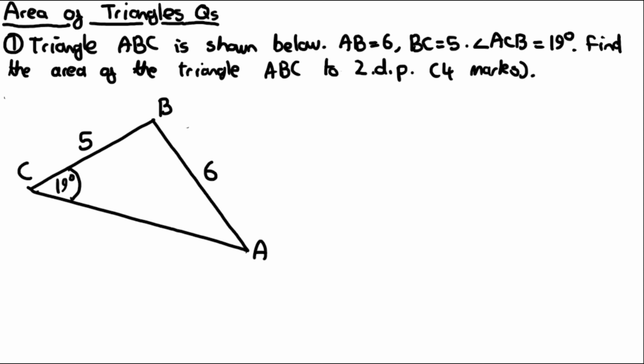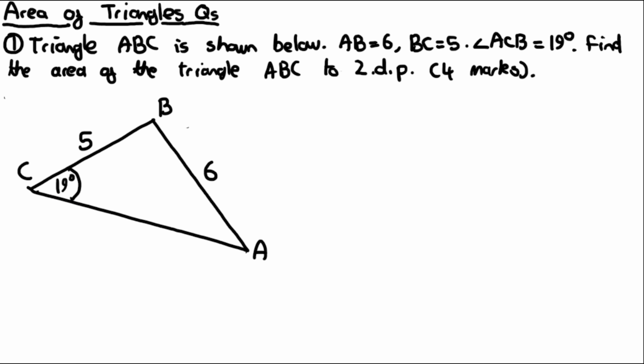Okay, so for question 1 we need to find the area, so that is an indication that we're going to want to use area is equal to half ab sin C. However, we have two sides, but we don't have the angle in between, so we can't use that yet. However, we do have an opposite pair of a side and an angle, so that gives us an indication that we can use the sine rule.